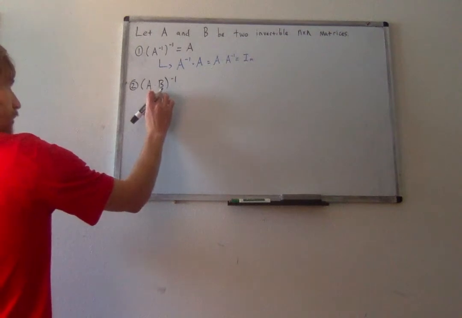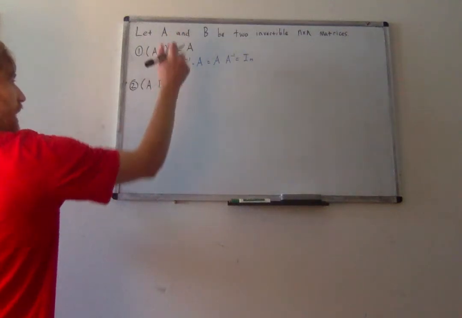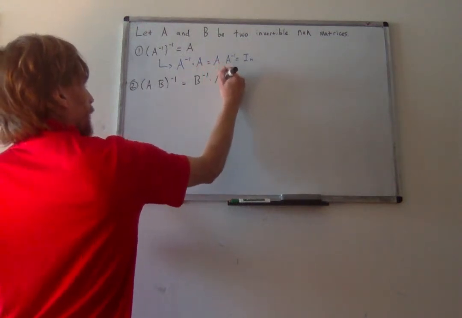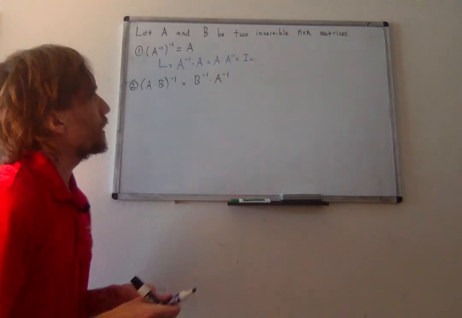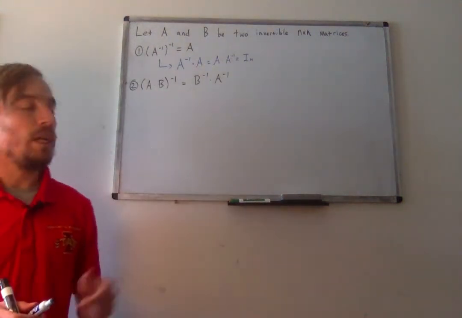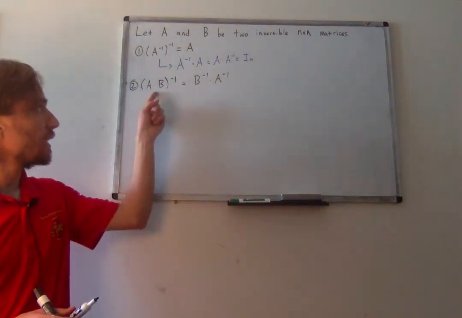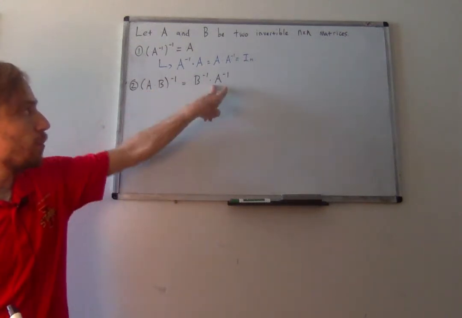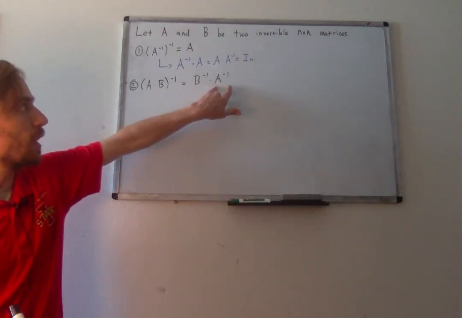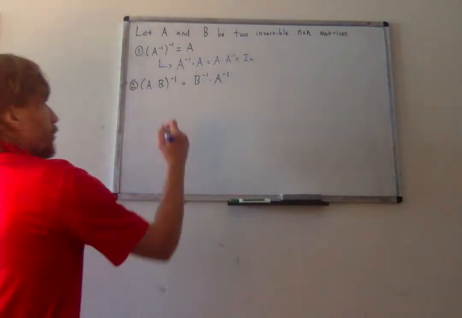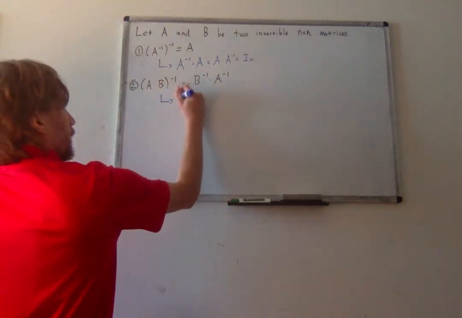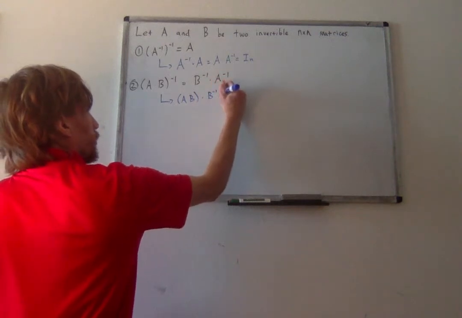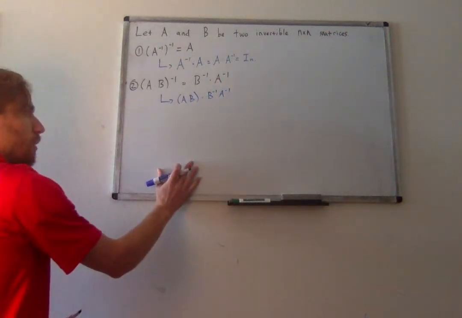A times B inverse. If A and B are both invertible, then the product of the inverses behaves much in the same way that the product of the transposes behaved. So the inverse of the matrix A times B is equal to the matrix B inverse times A inverse. To see this, again, we just need to check that A times B times B inverse A inverse is equal to the identity matrix.